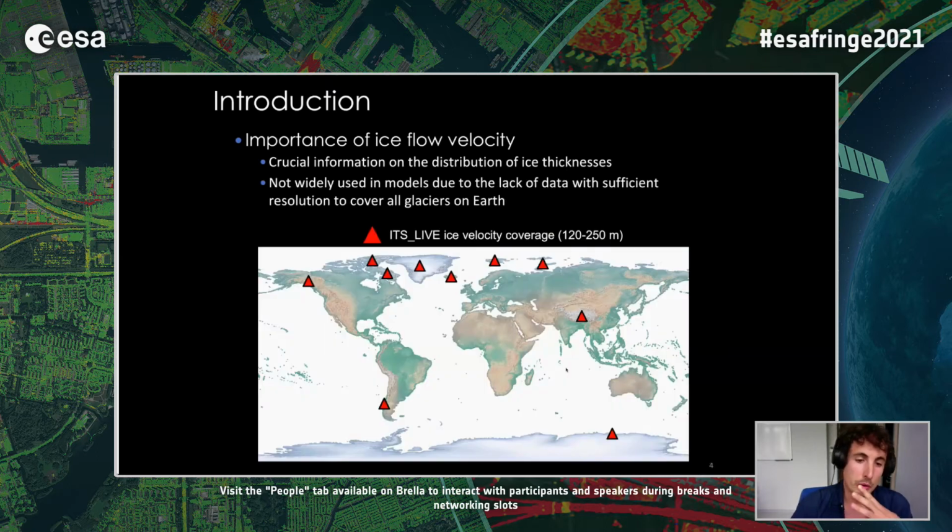At the moment, the ice velocity has not been widely used for ice thickness mapping of glaciers because the resolution is not currently sufficient to map a large diversity of glaciers, going from small glaciers in the Andes up to large marine-terminating glaciers in the Arctic. And also you can see on this map of the state-of-the-art its live ice velocity coverage that many regions have not been mapped, specifically in the Andes or in the European Alps, where it is crucial to have ice velocity data, for example, to map the ice thicknesses and, as a consequence, the water reservoirs.